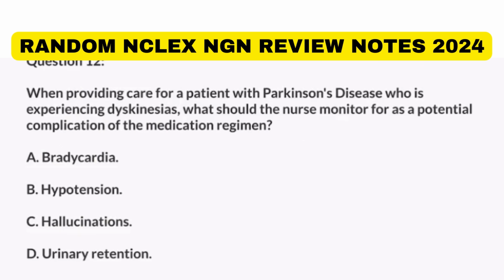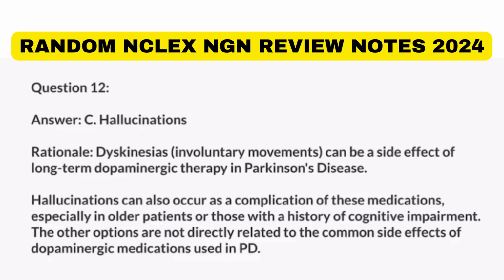Question 12. When providing care for a patient with Parkinson's disease who is experiencing dyskinesias, what should the nurse monitor for as a potential complication of the medication regimen? A. Bradycardia. B. Hypotension. C. Hallucinations. D. Urinary retention. Answer: C. Hallucinations.